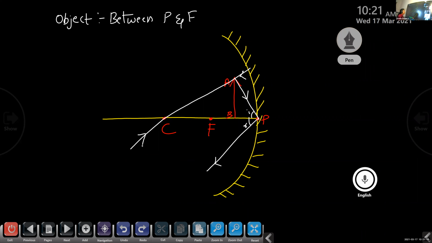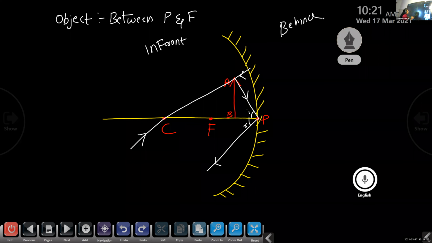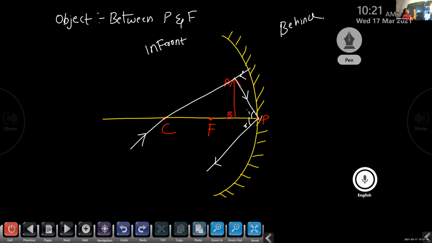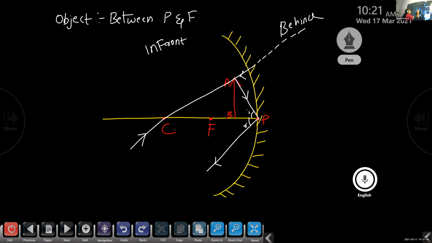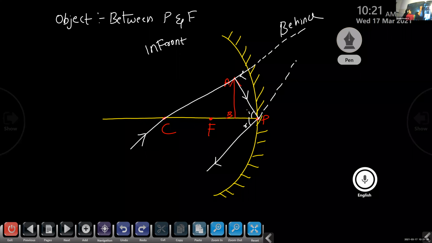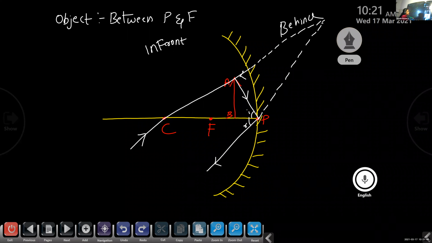So we have an idea. It is not obtained in front of the mirror. In this case, we get the image behind the mirror. In order to obtain the image behind the mirror, we extend the rays of light that came through the center of curvature and from the pole. At a particular point, both of these rays meet, right? Here we get the image.